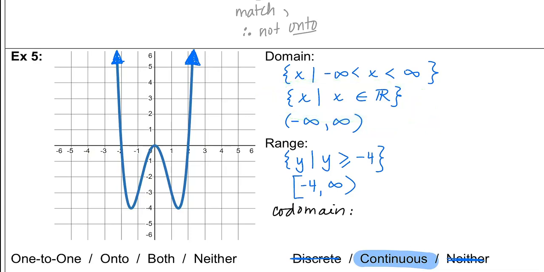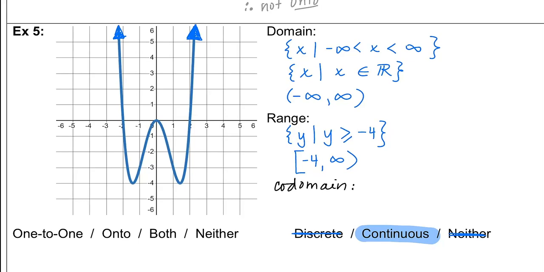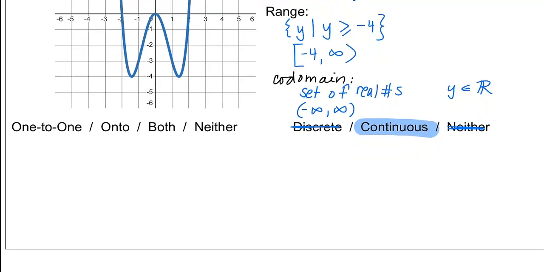What's the codomain? Well, the codomain, they didn't tell us, right? So then we get to say that it is the set of real numbers. So we could say the y values are an element of the set of real numbers, or we could say it goes from negative infinity to positive infinity, right? All those are different ways of communicating that.